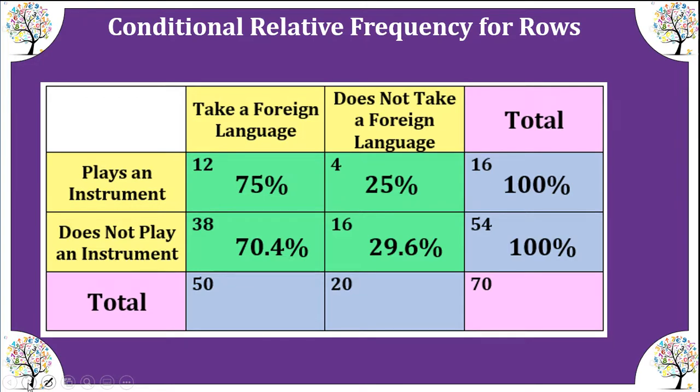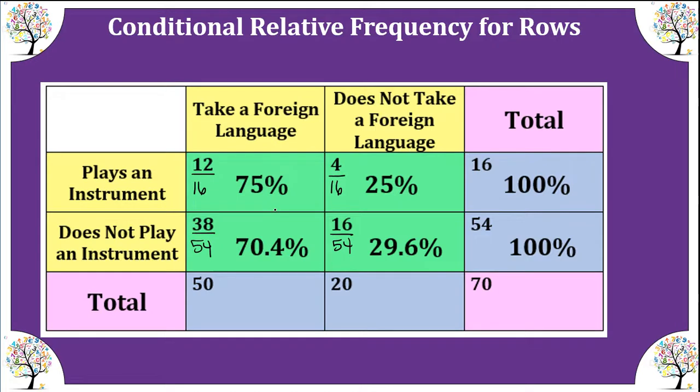So now let's do a conditional relative frequency by row. And this is where we are dividing by the row totals. So I already have the answers here, but if you want to practice that on your own, we simply divided 12 by 16 and multiplied by 100. We took our 4 and divided it by 16 and multiplied by 100 to get this percent. On this row, we are going to divide by 54 and then multiply each of those by 100.